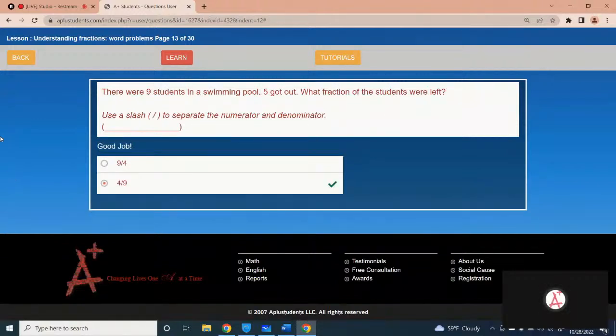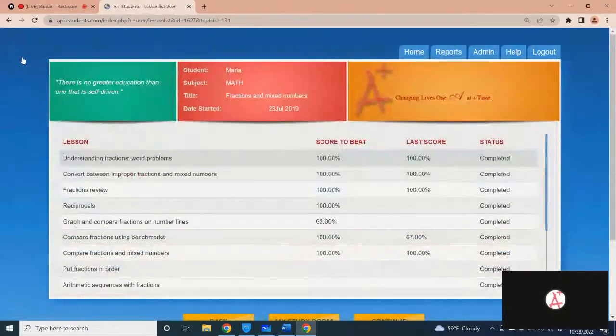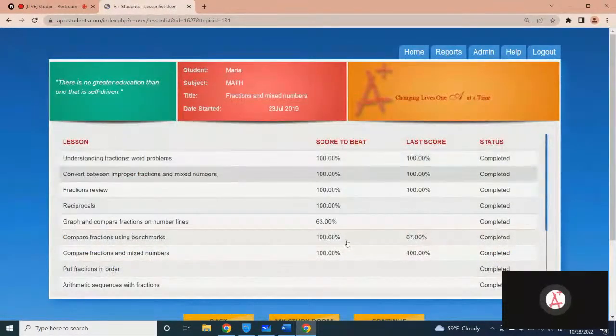Okay, so you can complete the test by yourself later today. I'm just moving on to the next topic. And the next topic is converting between improper fractions and mixed numbers.